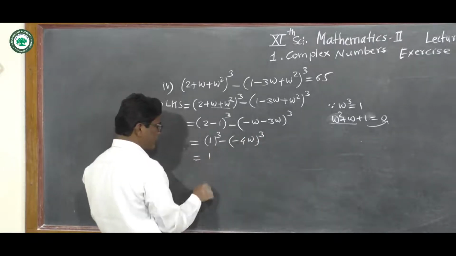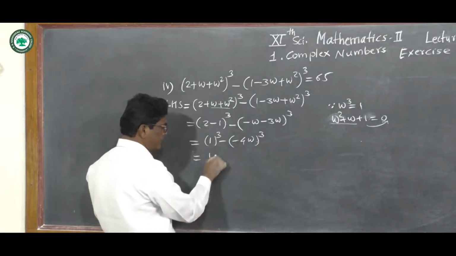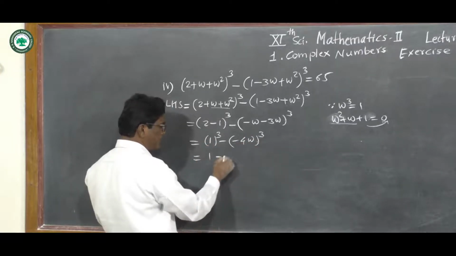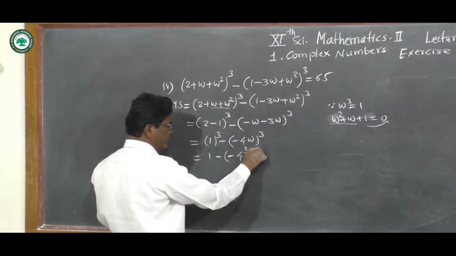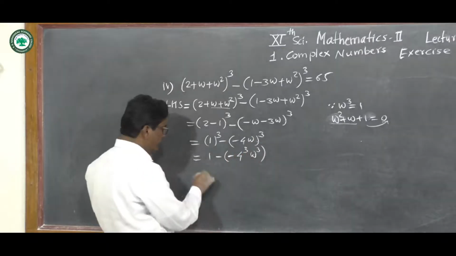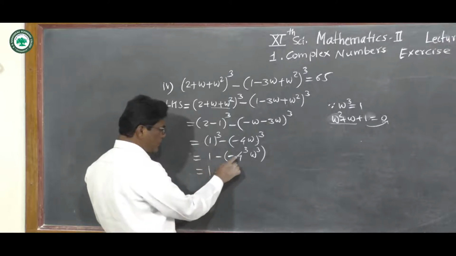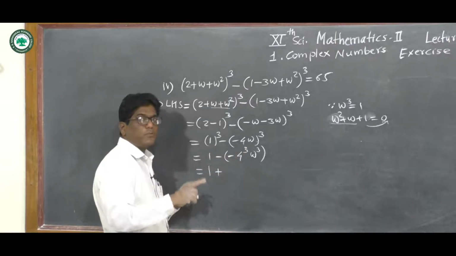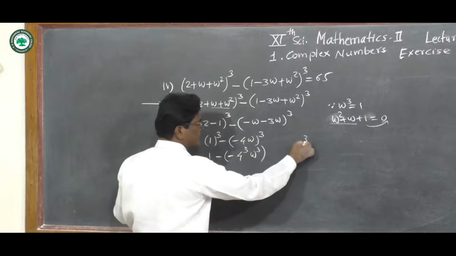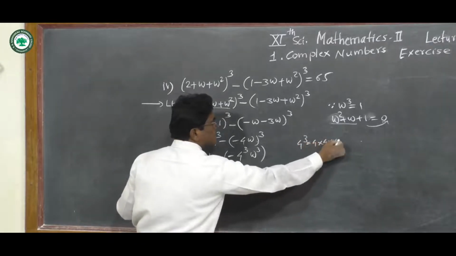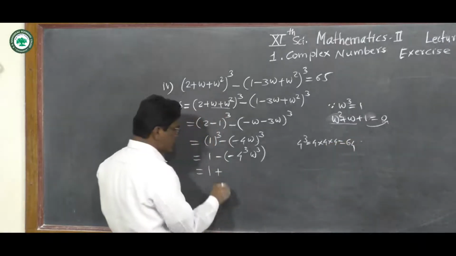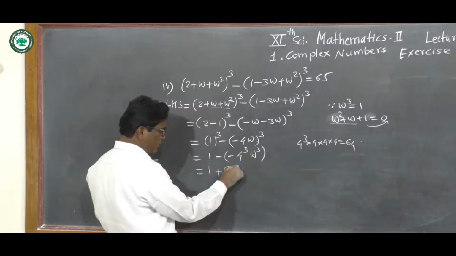So here it is equal to 1 to the power 3, that is 1, minus, here minus to the power 3, it is minus 4 to the power 3 and omega to the power 3. So we get here 1 minus minus, plus, 4 to the power 3, which means 4 into 4 into 4. 4 4 is 16, 16 4 is 64. So it is 64 and here omega cube.